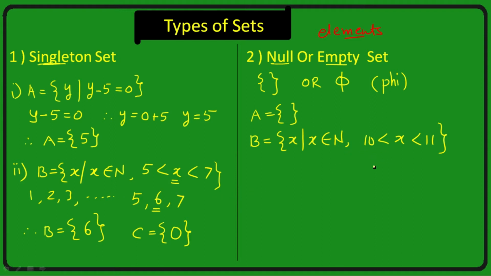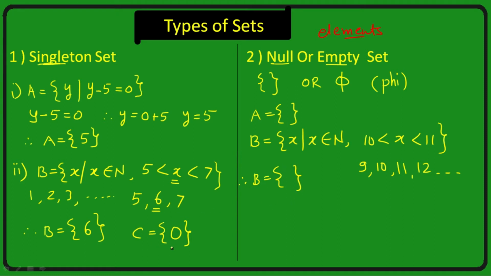But if we write the natural numbers like this, 9, 10, 11, 12, etc., these are the natural numbers. So the value of x is greater than 10 but smaller than 11. There is no natural number which satisfies this given condition. Hence in the set B there is no element, hence this set B is an empty set. B is called an empty set.